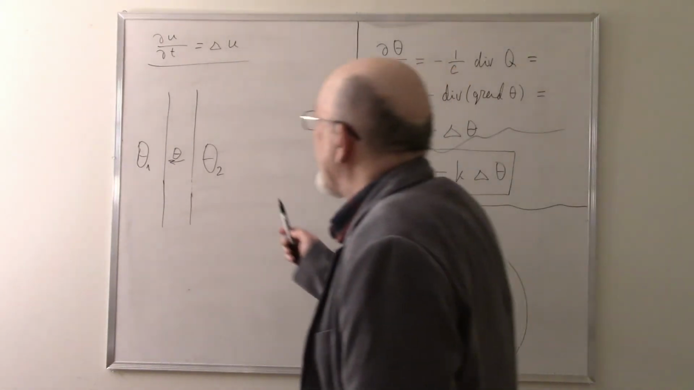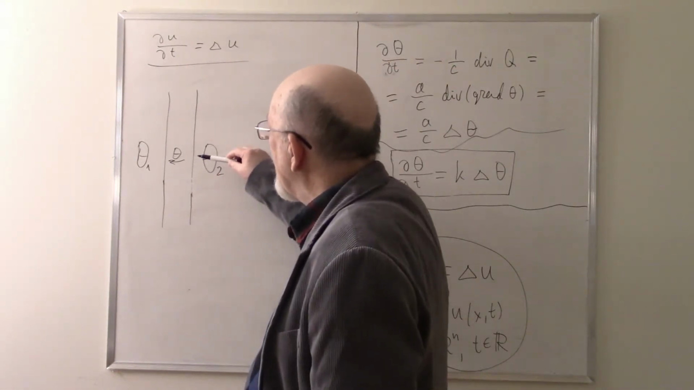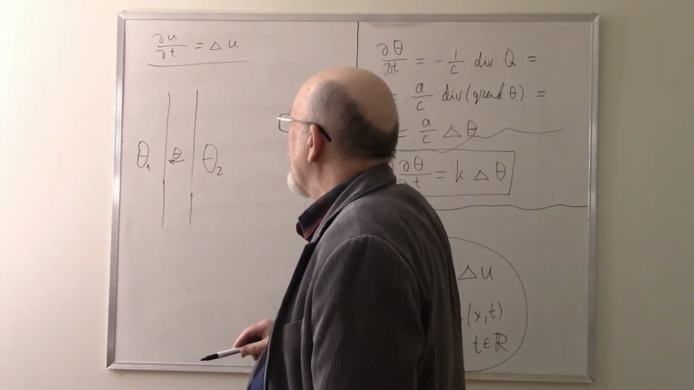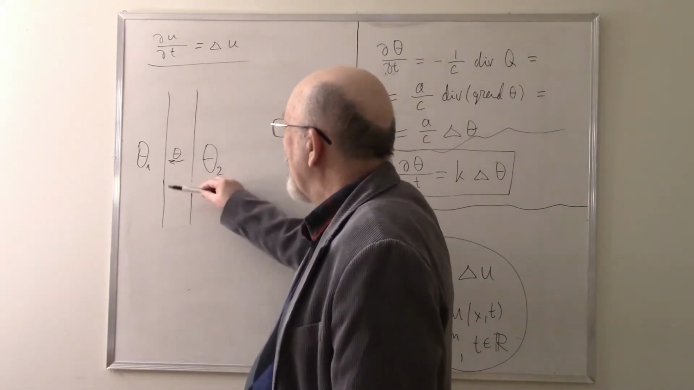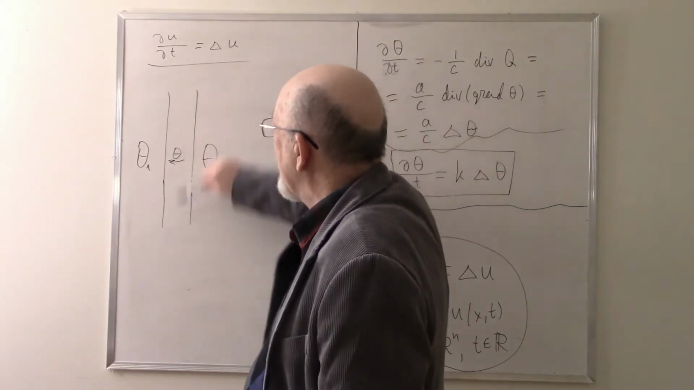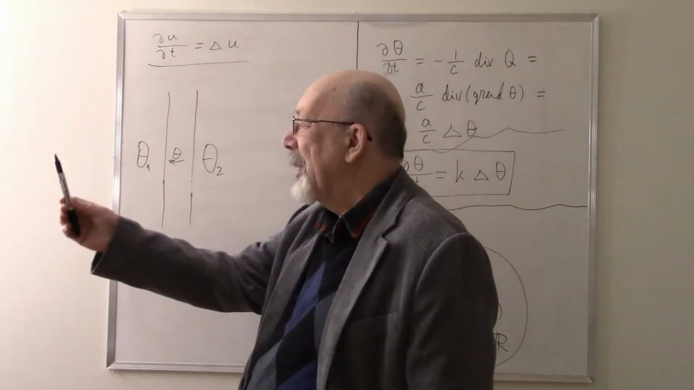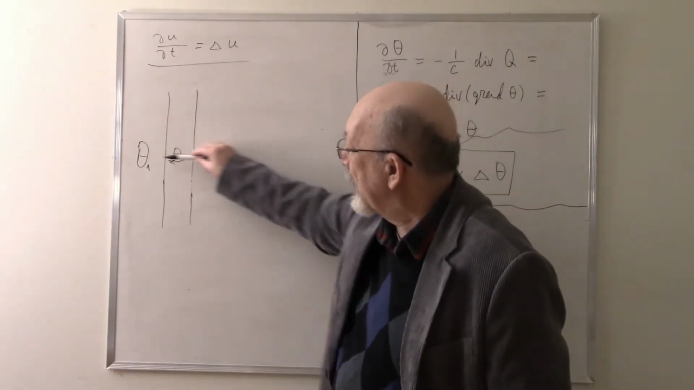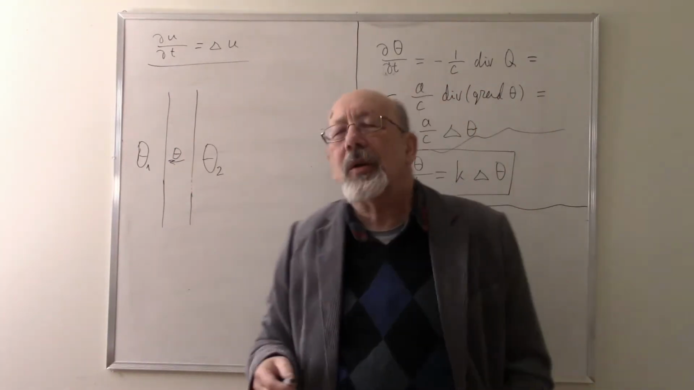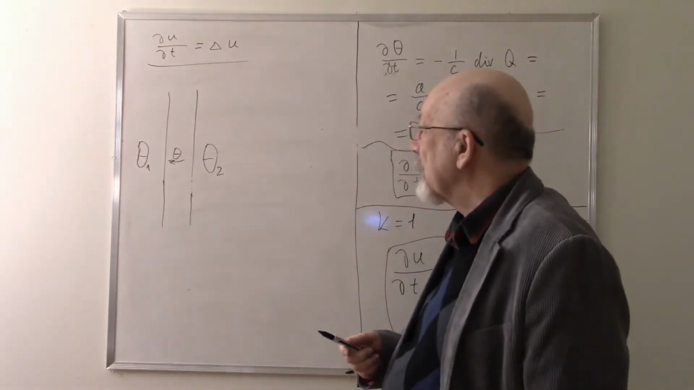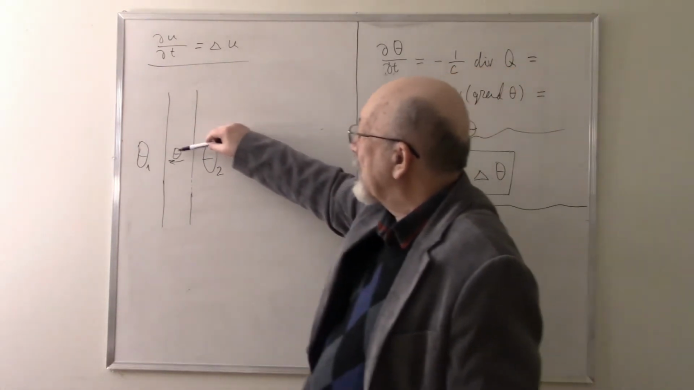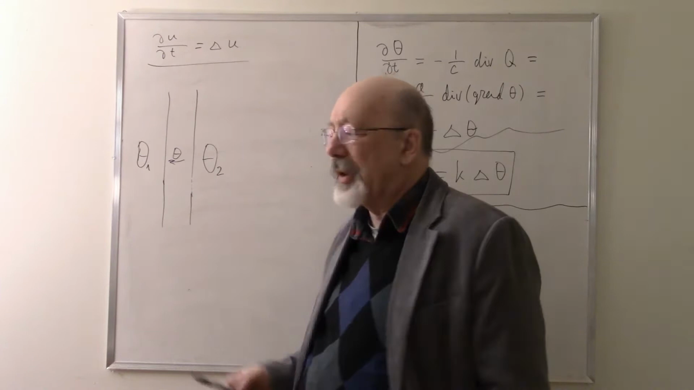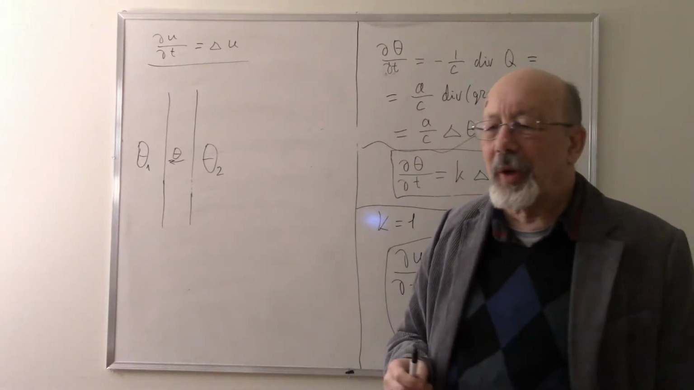And it depends on one variable which is orthogonal to the wall, and usually the size of the wall in the vertical and horizontal directions is much larger than the size in the direction orthogonal to the wall. So we can neglect derivatives in these directions and consider only the normal derivative. So we have a one-dimensional problem.